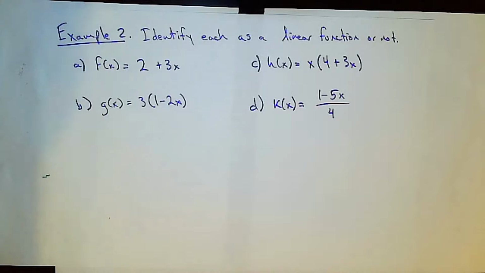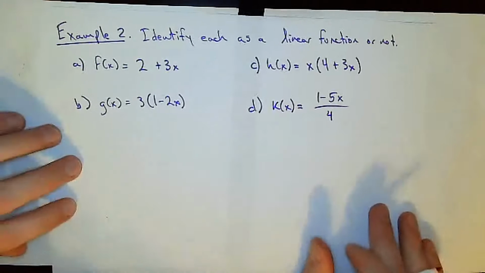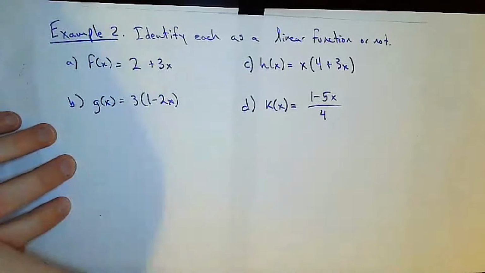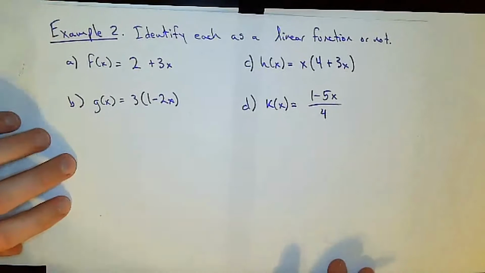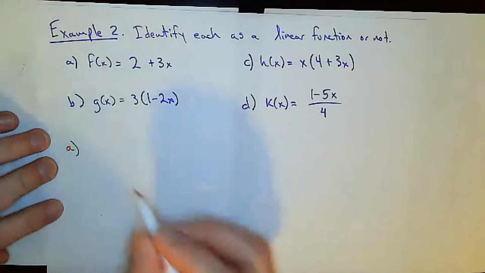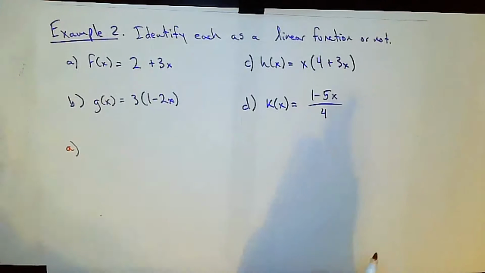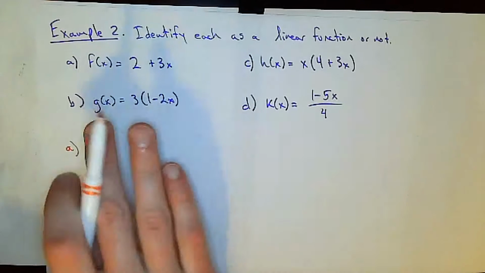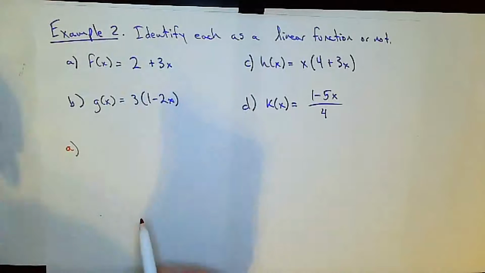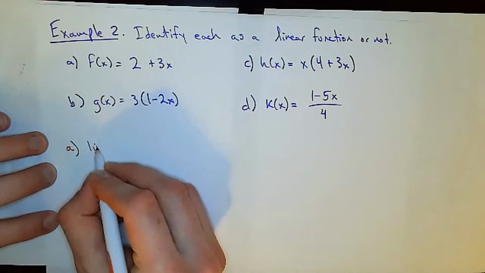So only one of these is not a linear function. Let's talk about this. Oh, hang on. Is my camera being cut off? No, all right. So part A clearly is a linear function. It's exactly of the form I gave, except the a and b in ax plus b are flipped around. It's linear.